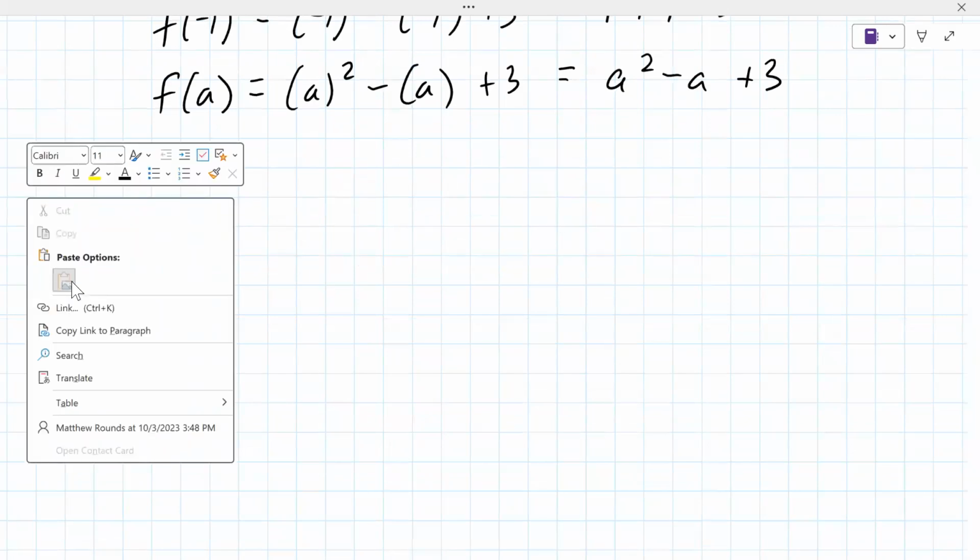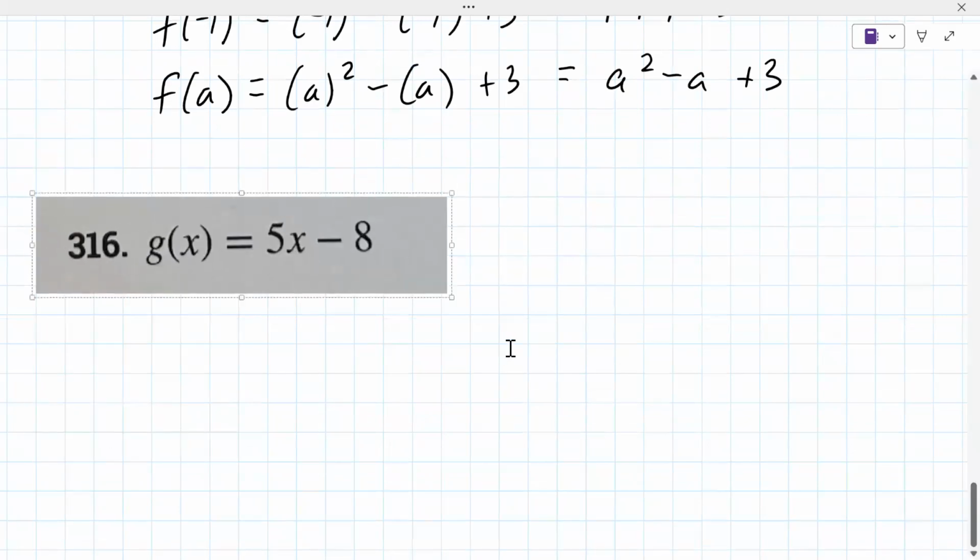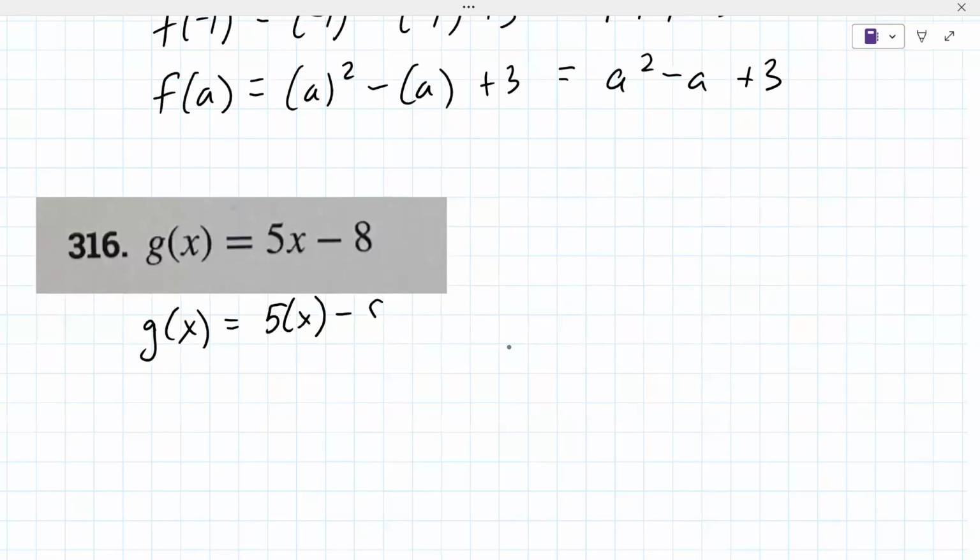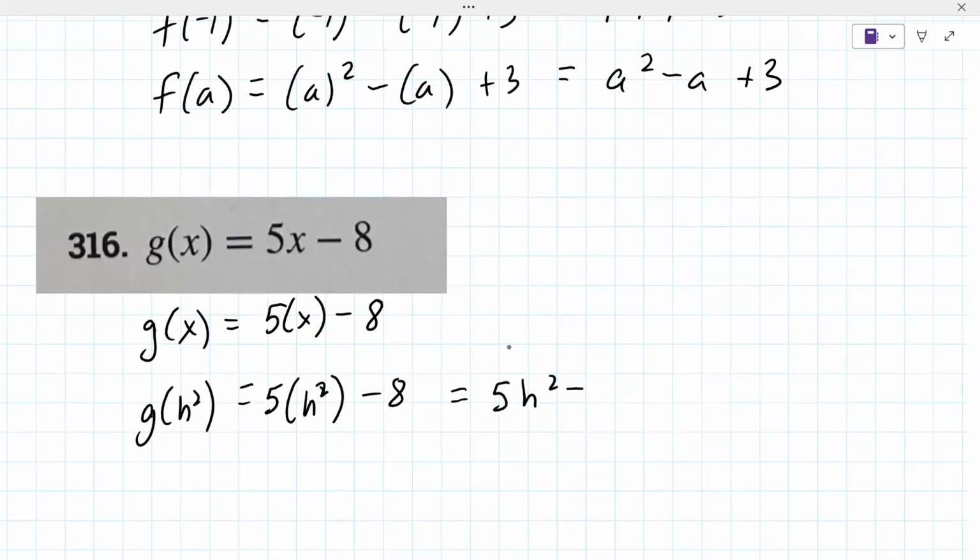So 316 here, g of x equals 5x minus 8. I'll do this parentheses thing again. So g of h squared means to put h squared in for x. Wherever you see an x, you just replace it. There's nothing to do except to drop the parentheses. You can't multiply. There's nothing to square. It's just like that. But maybe in another problem, next part B, that's part A, part B, we'll see something different.